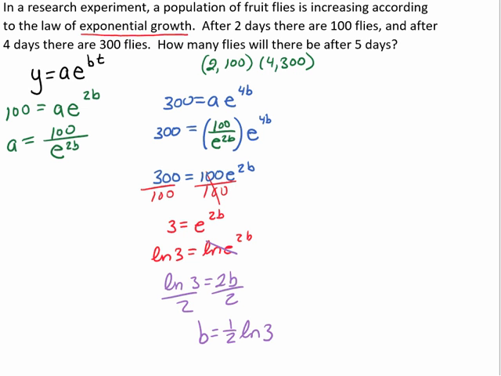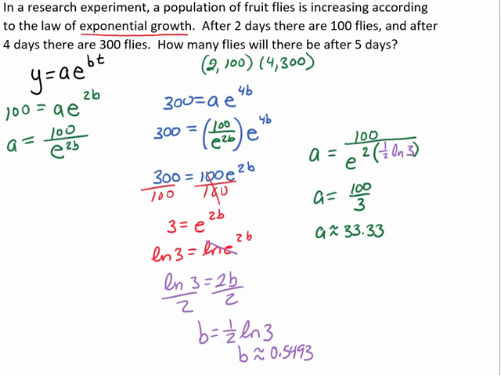Now that we have an a and a b, we can take our b, which is approximately 0.5493, and we can plug it into a, so we can actually get a's actual value. So here, we're going to take 100 divided by e raised to the second power times 1/2 the natural log of 3. And that's going to give us, when we plug it into our calculator, a is 100 over 3, which is approximately 33.33.